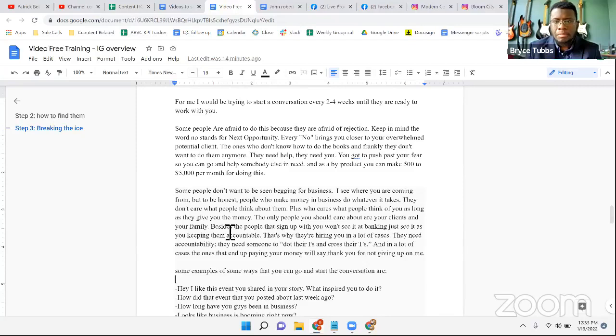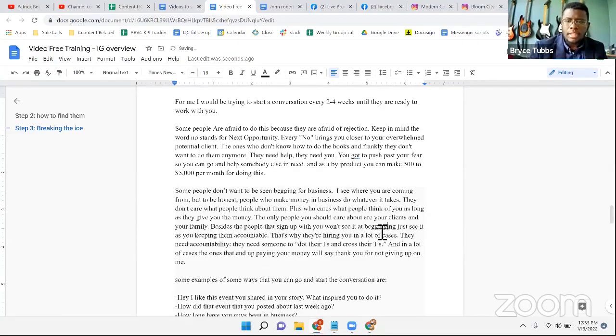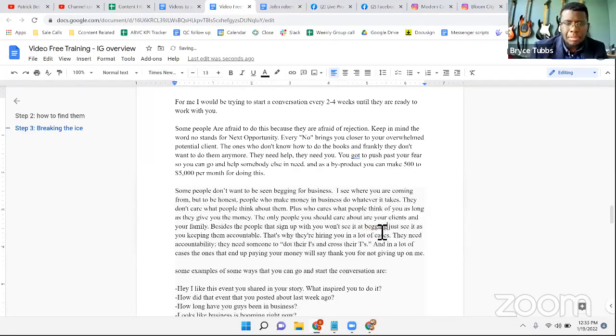Okay. And besides, the people who sign up with you, they're not going to see it as you begging them. They're just going to see it as you keeping them accountable. And that's why they're hiring you in a lot of cases. They need accountability. They need someone to dot their I's and cross their T's. And in a lot of cases, the ones that end up paying you money will say, thank you for not giving up on them. Right?